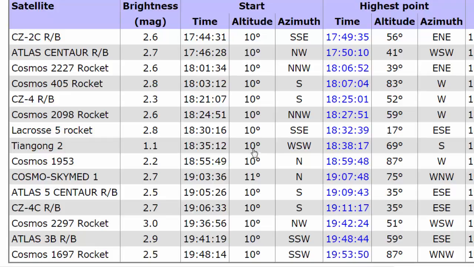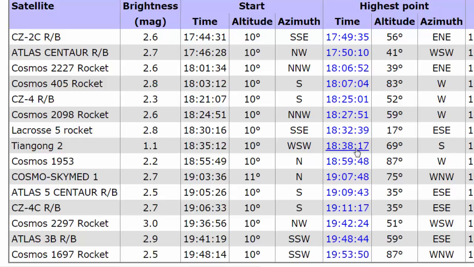It also tells you the altitude it starts at, 10 degrees. The altitude is how high above the horizon you're going to first see it. So it's going to start very close to the horizon, 10 degrees above the horizon. Remember that altitude goes from 0 at the horizon to 90 degrees, which is straight overhead. And then what direction, the azimuth. This particular one, the Tiangong 2, is starting in the west-southwest. So I'm going to be looking in the direction of west-southwest.